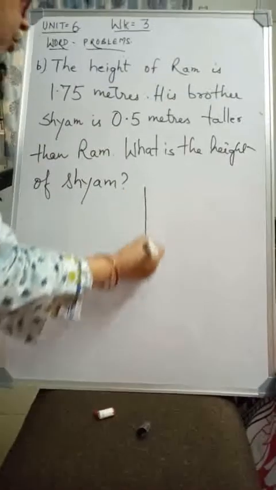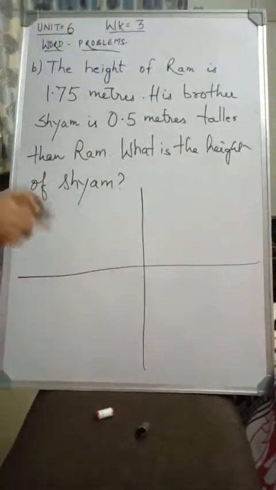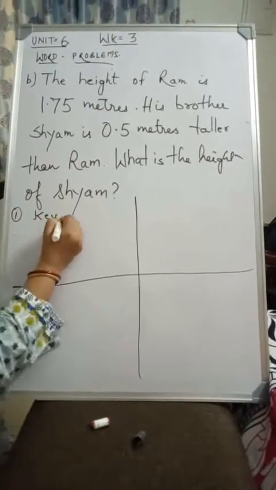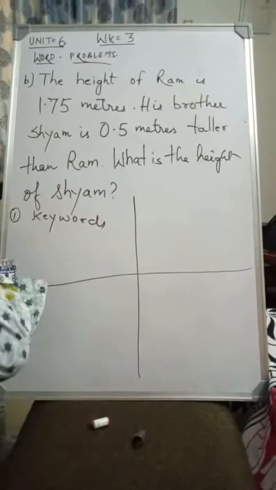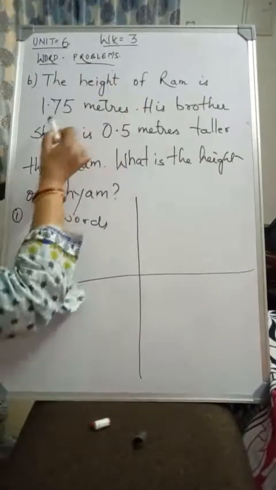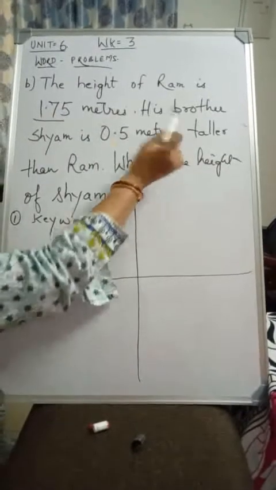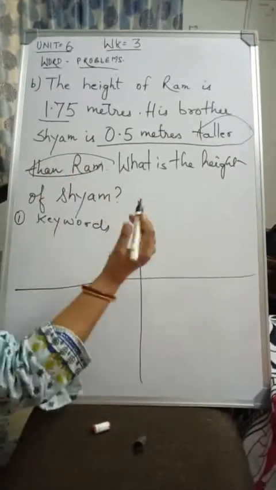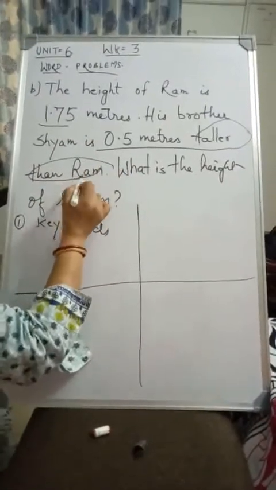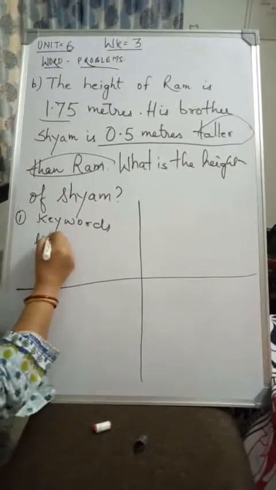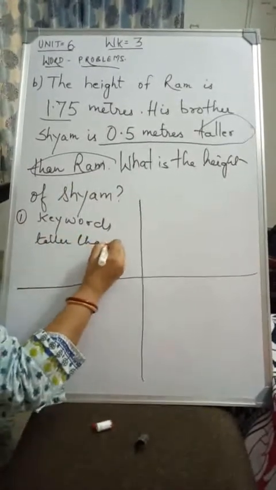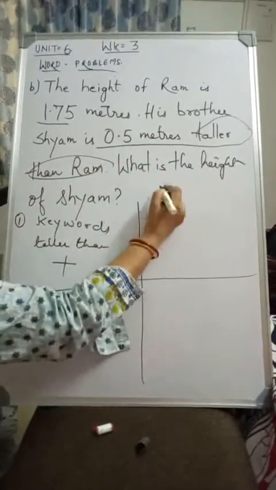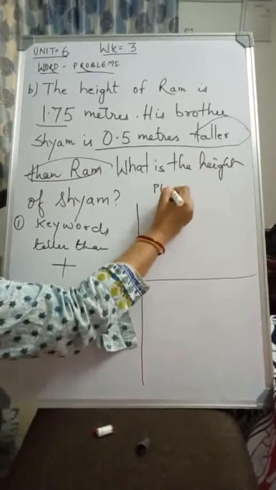Right? Now let us do it with the help of the 4 square method. Here, the first is keywords. So here the keywords are, some punch line is there. What is the height of Ram? It is 1.75 meter. But his brother is 0.5 taller than Ram. So what is the height of Shyam? The keyword is taller than. It means plus.